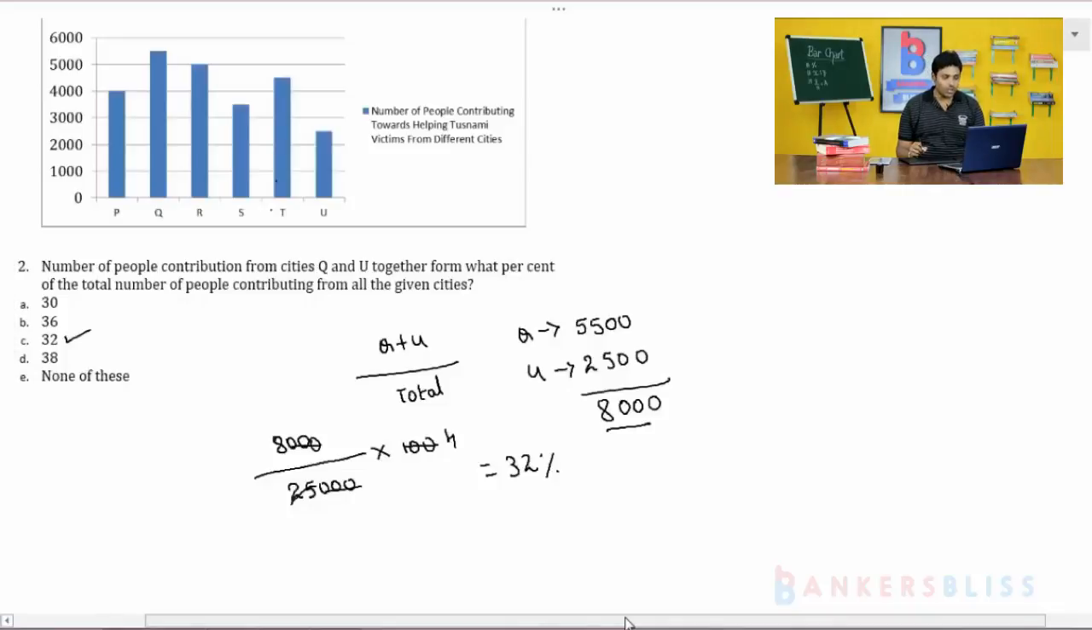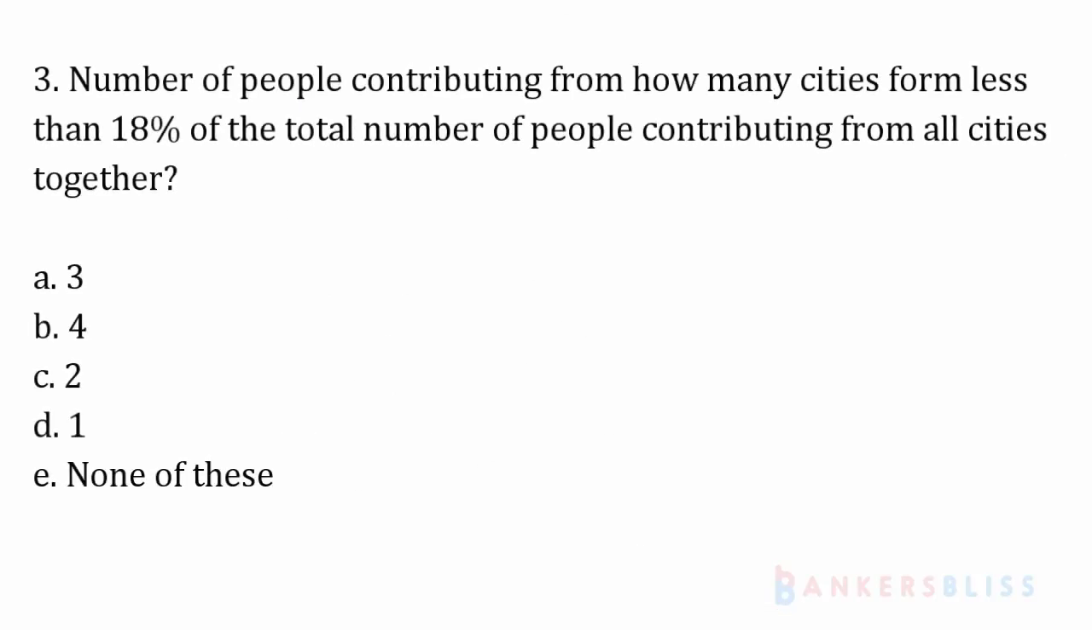So how much did you get? You got 32%. So 25 fours are 100, 8 fours are 32. So 32% is the right answer. Okay, let's go to the next problem.